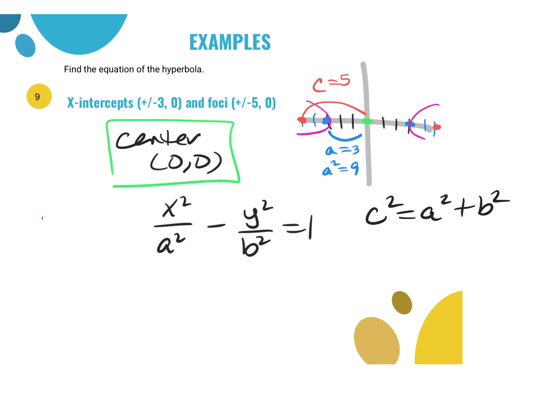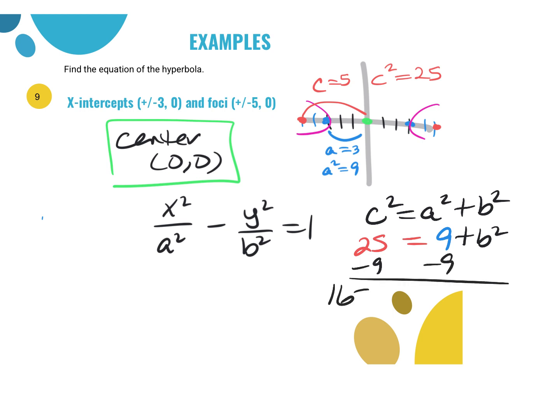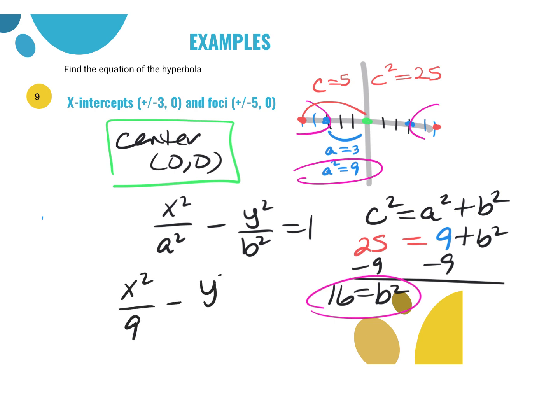So I'm going to fill in c squared, which is 5 squared, which is 25. Fill in a squared, which was 9. And I'm solving for b squared. So I subtract 9, and b squared equals 16. Now I have everything I need to fill in for my equation. So x squared over 9 minus y squared over 16 equals 1.